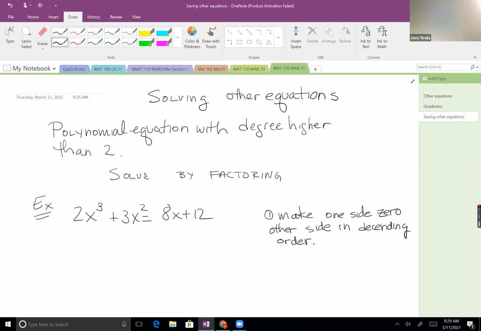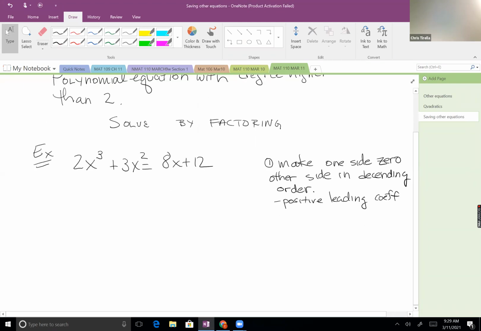So as I look at this equation, I see that both sides are already in descending order. I'm looking at the highest degree term, and usually you want to keep that highest degree term positive. We want to have a positive leading coefficient. And so here, I think we would benefit most if we try to make this right-hand side 0. So to make that side 0, I'll subtract 8x and 12 from both sides.